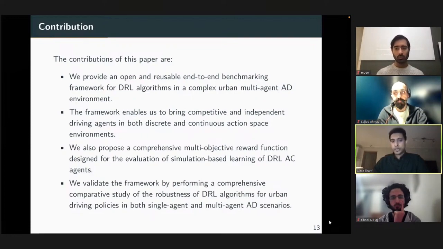And we also provide a comprehensive multi-objective reward function designed for the evaluation of simulation-based driving policies. And within this framework, we also validate it by performing a comprehensive evaluation of the robustness of such algorithms in both single agent and multi-agent scenarios.